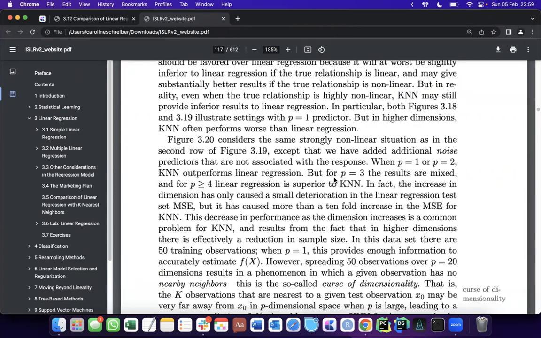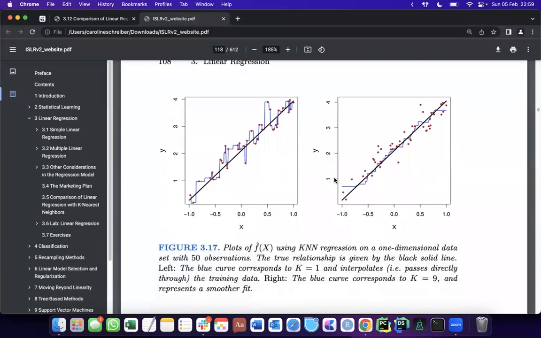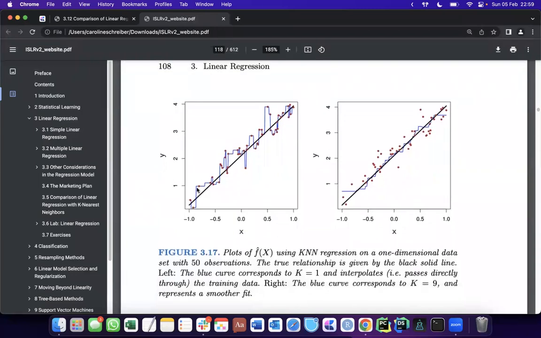I don't know if, I think we had another. There we go. So this is our KNN regression. And you can see this is k equal to 1, a very blocky fit through our data. And this is k equal to 9.